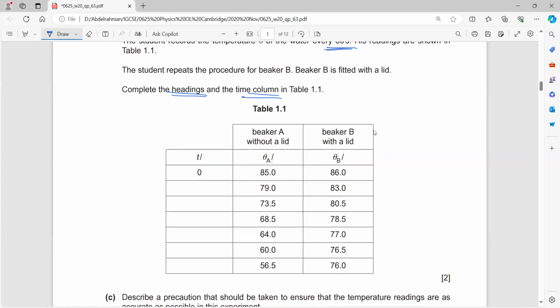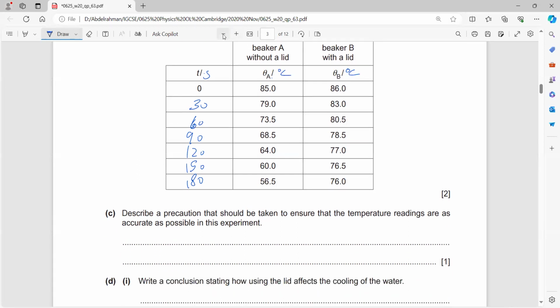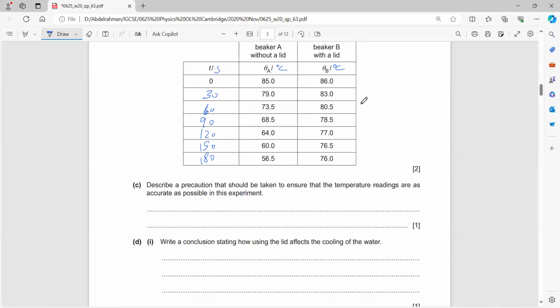The headings: t and theta. For the time column we write seconds, 30, 60, 90, 120, 150, 180, and then 210. So t is in seconds, and theta is in degrees Celsius.